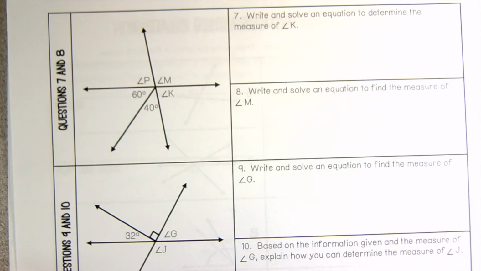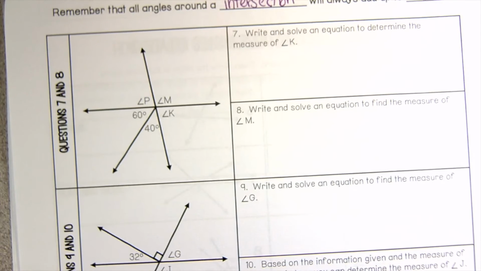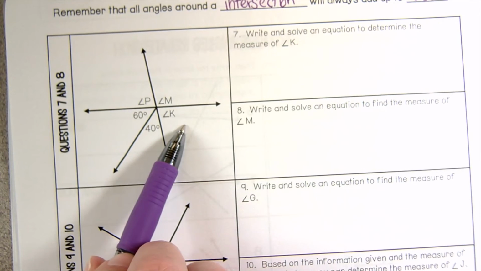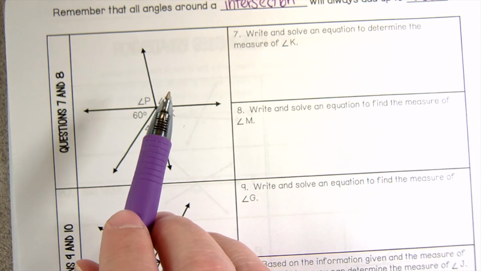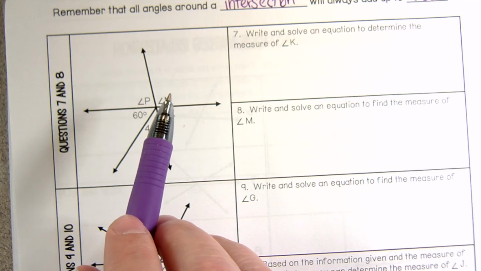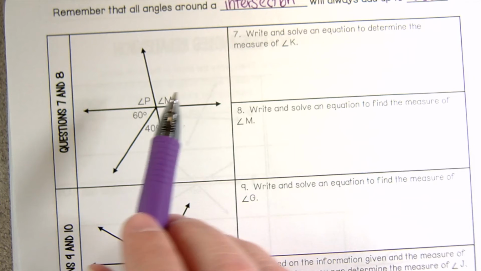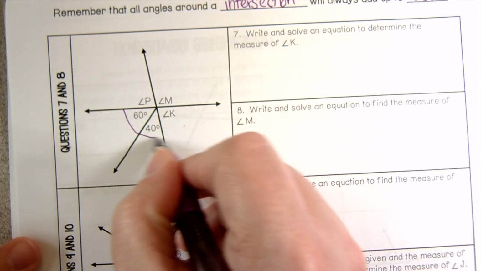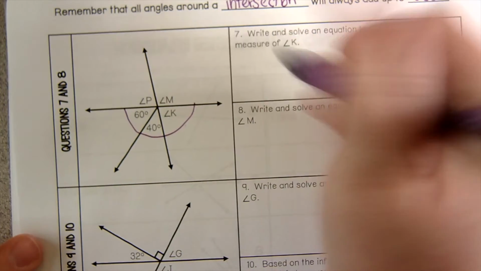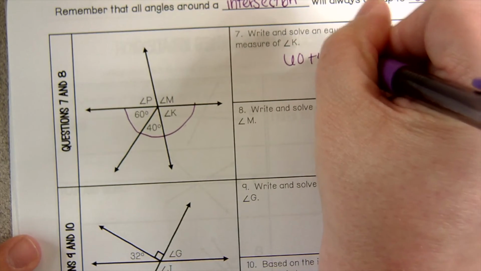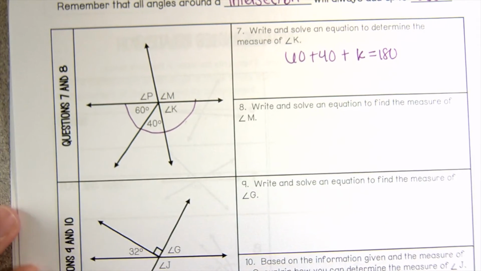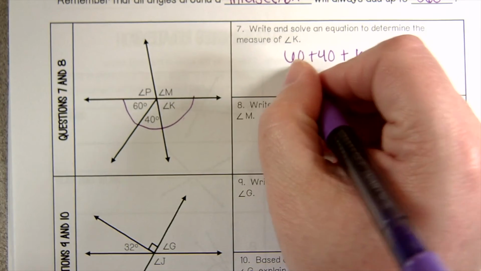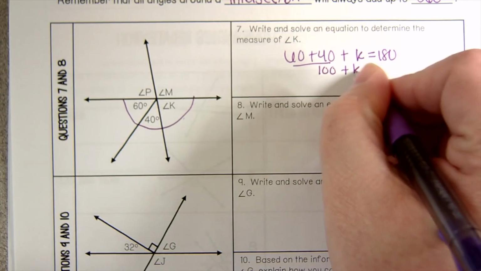Write and solve an equation to determine the measure of K. So how do you think we could find K? How did you find that? Okay, good. So this makes a straight line. So we know that 60 plus 40 plus angle K has to add up to 180 degrees because they make a straight line. So when you combine your like terms, you get 100 plus K equals 180.